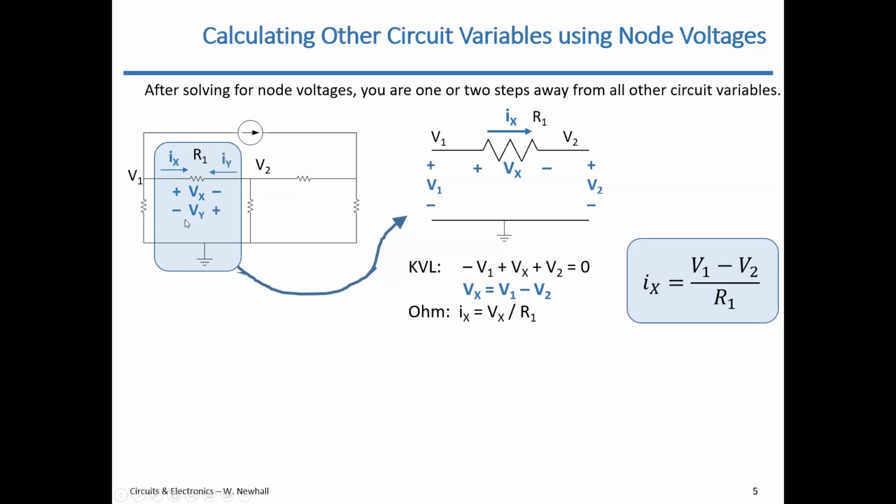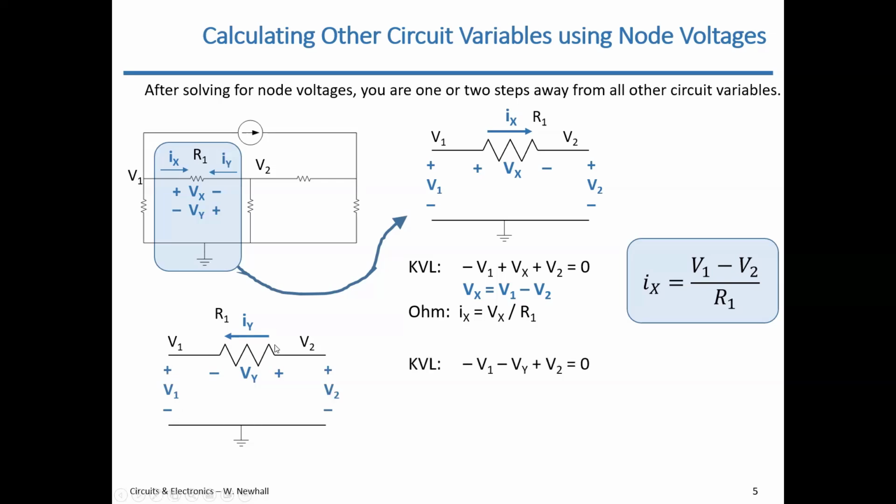What if I define Vy with the opposite polarity and I want to calculate Iy going the opposite direction? Remember, Iy is just negative Ix, right? I can have arrows pointing in the opposite direction. If I break that portion of the circuit out again, and I define Vy and Iy, I can explicitly draw the polarities on this circuit, V1 and V2. By KVL, I can write minus V1 minus Vy plus V2 equals 0. Okay, Vy is V2 minus V1.